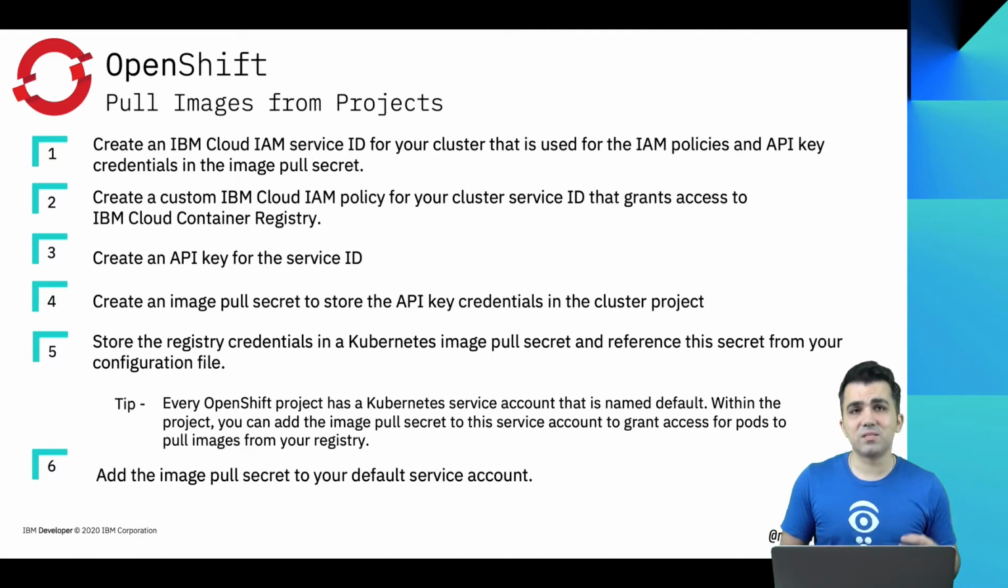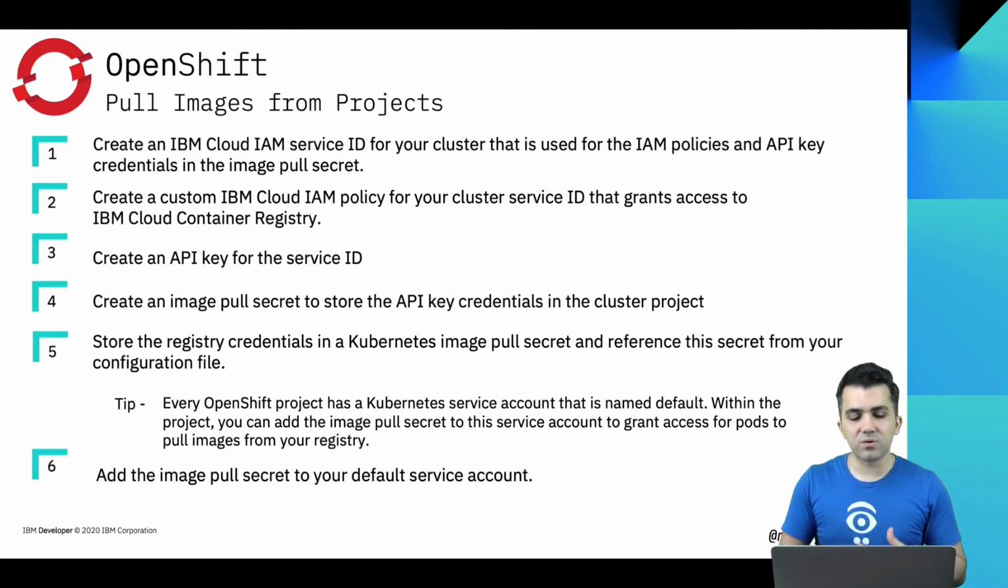And then the last bit is you need to store the registry credentials in a Kubernetes image pull secret and reference this secret from your configuration file. For steps 4 and 5, we are going to do it together in one command. And the last bit, about the default service account, to get sufficient permission to go ahead and pull images, you need to add this image pull secret to your default service account. So first you add it to your Kubernetes, and then you add it to your default service account.